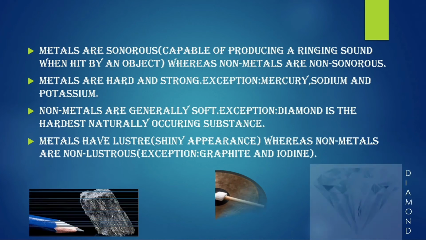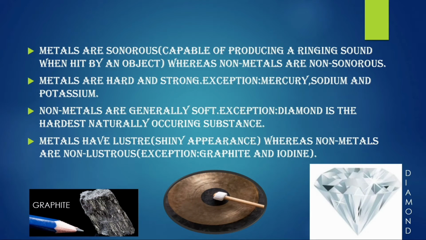We have some extra properties. So metals are sonorous, that is, capable of producing a ringing sound when hit by an object, whereas non-metals are not. Metals are hard and strong, exception mercury, sodium and potassium. Non-metals are generally soft, exception is diamond, which is the hardest naturally occurring substance on earth. Next, metals have luster, that is a shiny appearance, whereas non-metals are non-lustrous. We have some exceptions, that is graphite and iodine.